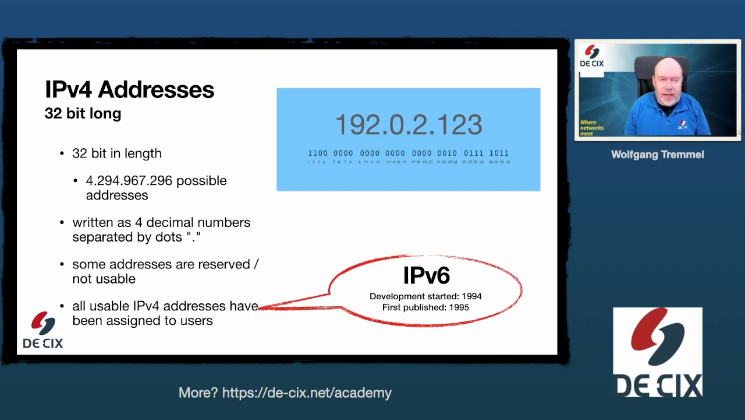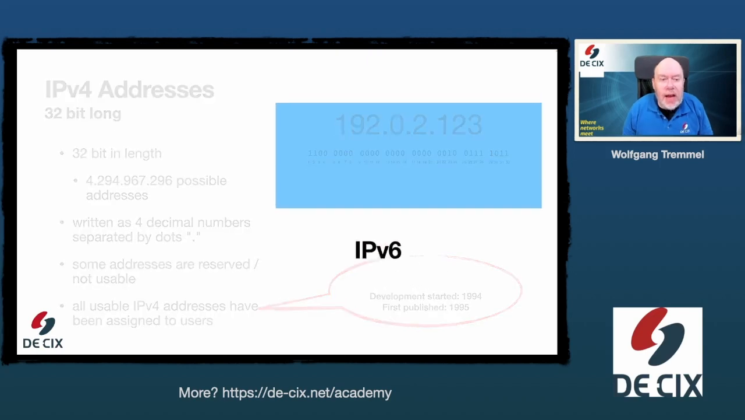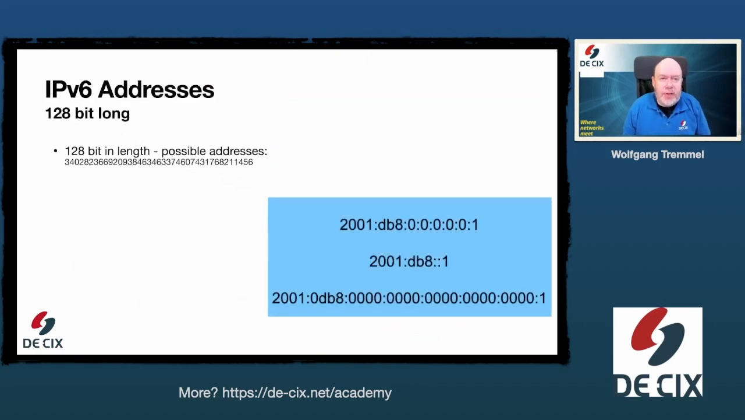The only way you can get these addresses is if you purchase them on the free market for an unnecessary lot of money. But there's a solution, of course. Just do IP version 6. IPv6 isn't new. The development started in 1994 and it was first published in 1995. IPv6 addresses are 128 bits long, so that gives you a really huge number of usable addresses. So a lot of them are available.